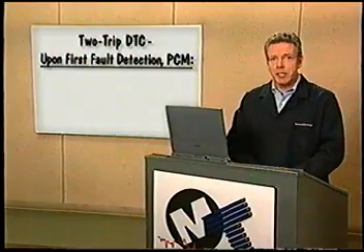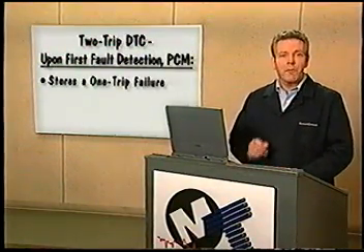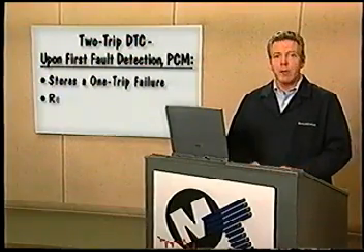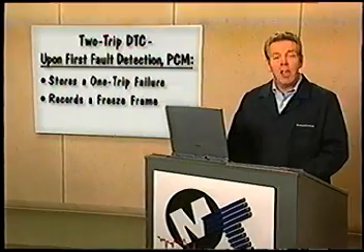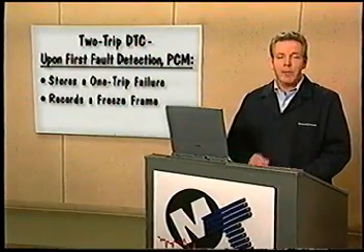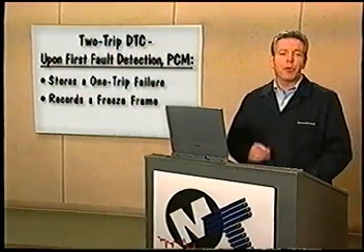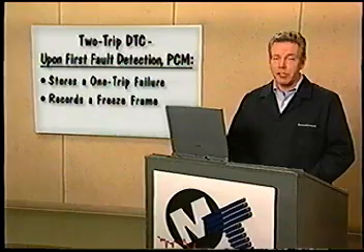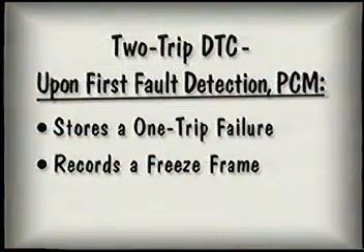In a two-trip DTC, the first time the PCM detects a fault, a one-trip failure is stored and a freeze frame is recorded. This is called a pending fault. With a two-trip DTC, however, the PCM has been programmed not to store the trouble code or illuminate the MIL until there have been 2 consecutive occurrences of a fault. This is called a fault which has matured.